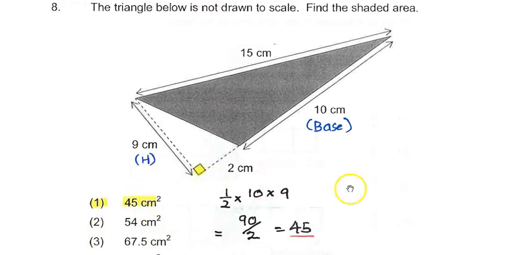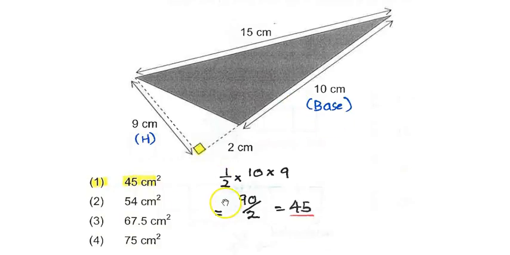Now this is interesting. Don't get caught. The triangle below is not drawn to scale. Find the shaded area. All you have to do is find the base over here. This is the base of a triangle. This is the one, 10. Height is here, not here, but here, where the right angle is.